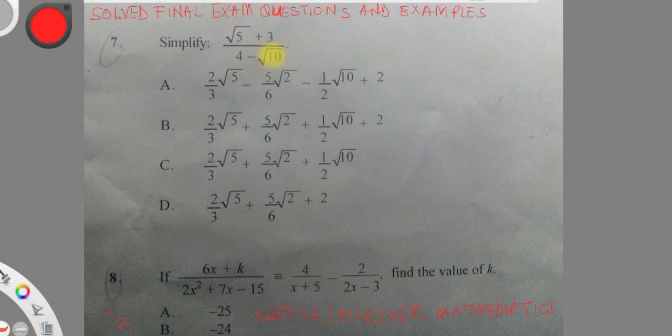Let us look at this. This is an objective question. Simplify this. So how do you simplify? This is a fractional surd. To simplify this, we have to look at the conjugate of the denominator, as we learned.